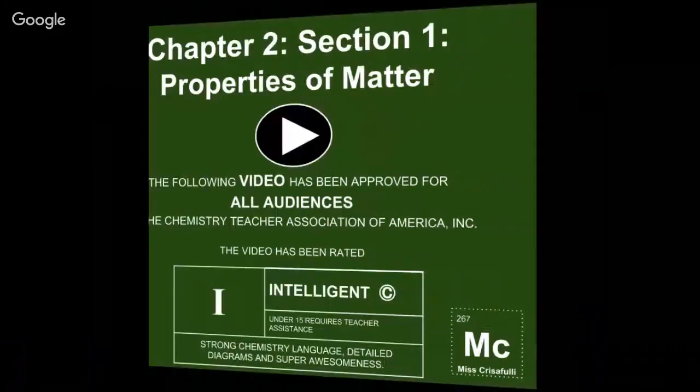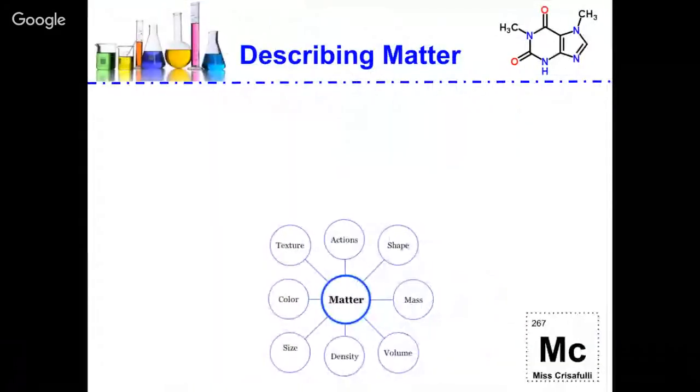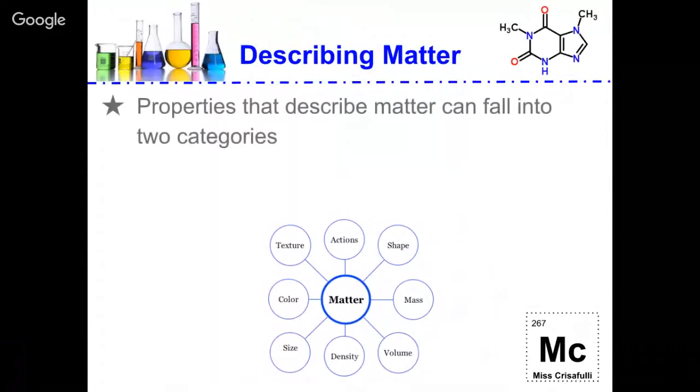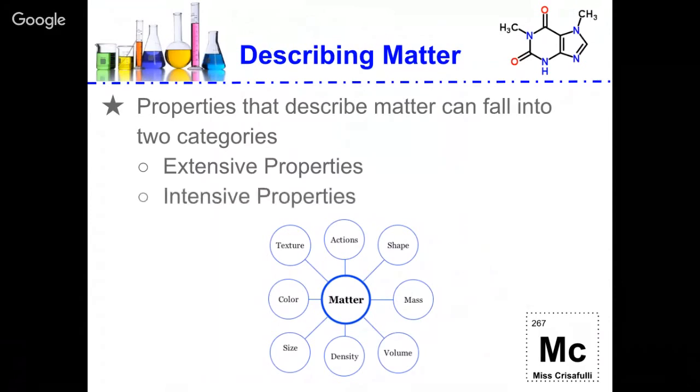Before we can start talking about the properties of matter, though, we need to talk about how we describe matter. So properties that describe matter can fall into two categories. We have extensive properties and intensive properties. And this image at the bottom here shows how we can describe matter. We can talk about its texture, what actions it does, its shape, its mass, its volume, its density, size, and color.